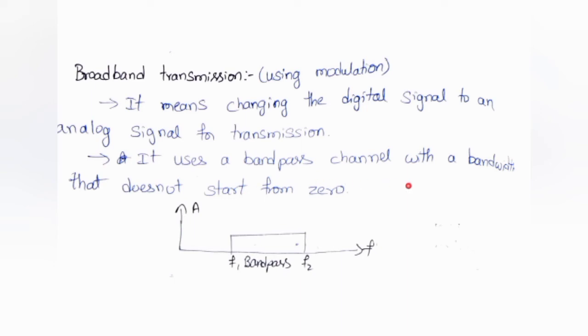So it uses a band pass channel with a bandwidth that does not start from 0. We are using this band pass channel that doesn't start with 0. We have frequency 1 and frequency 2, which is not starting from 0. If you have an internet connection, then you definitely have a modem. A modem is nothing but modulation and demodulation.